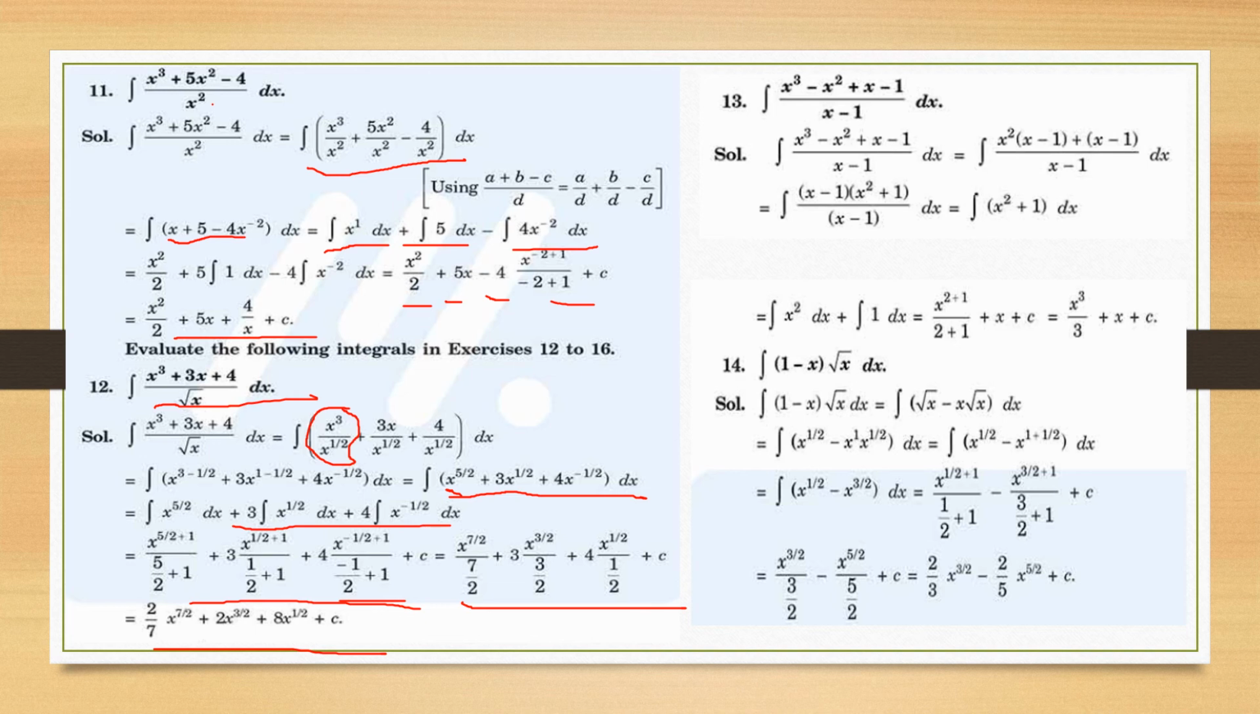Number 13 is again, now see this. Here you cannot split the numerator like this, but search for the factors. You can see, if I associate these two, I can take x square common and I can break the term into factors x minus 1 into x square plus 1, and this will get cancelled and my function is simple now, and the integral is x cube by 3 plus x plus c.